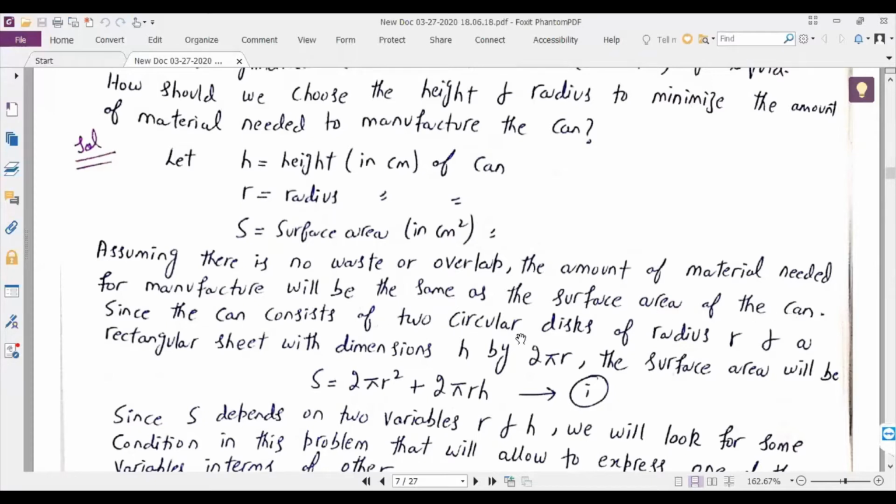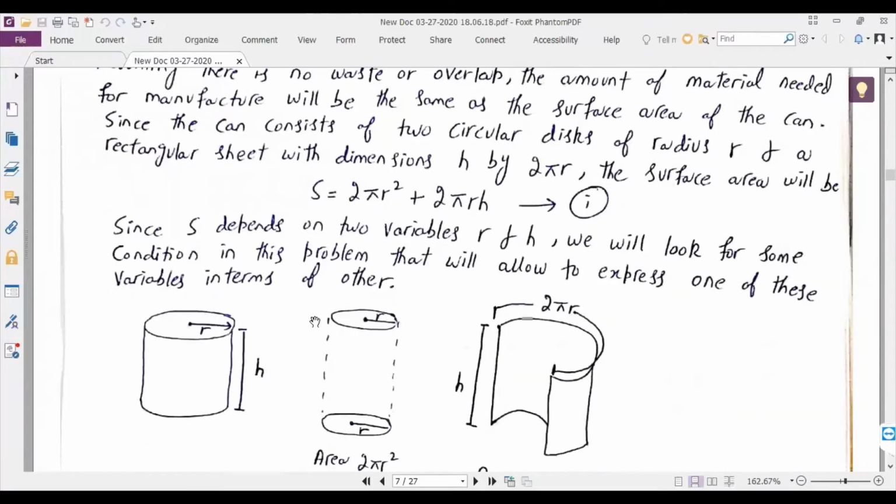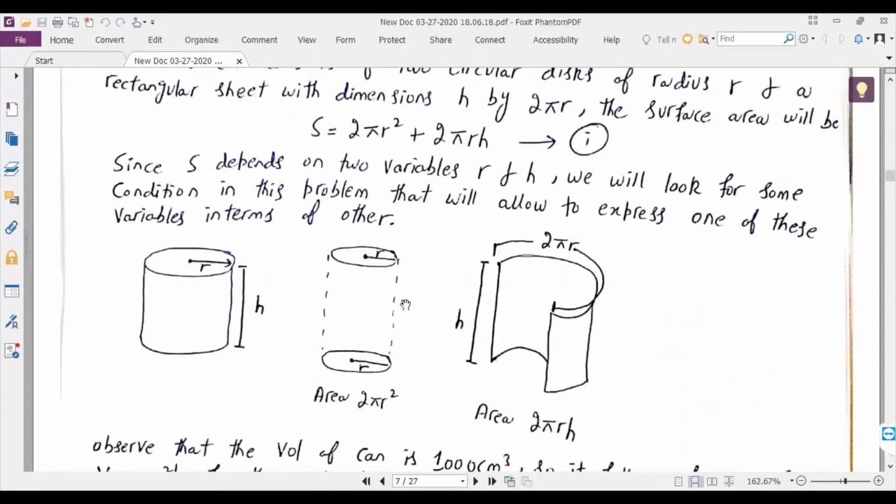Since the can consists of two circular discs of radius r and a rectangular sheet with dimensions h by 2 pi r, the surface area will be 2 pi r square plus 2 pi r h. As in the can, there are two circular discs whose area is 2 pi r square, and the area of the rectangular sheet is 2 pi r h. Since S depends on the two variables R and H, we have to look for some condition in this problem that will allow us to express one of these variables in terms of the other.